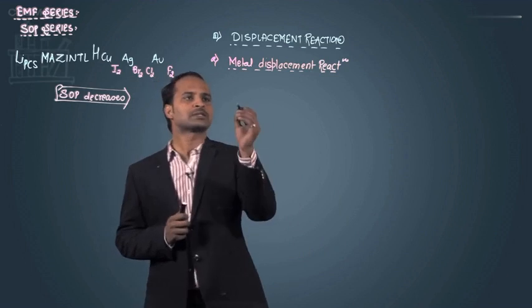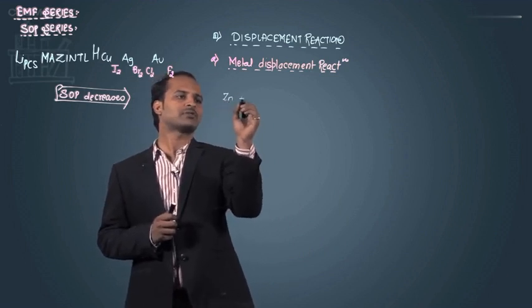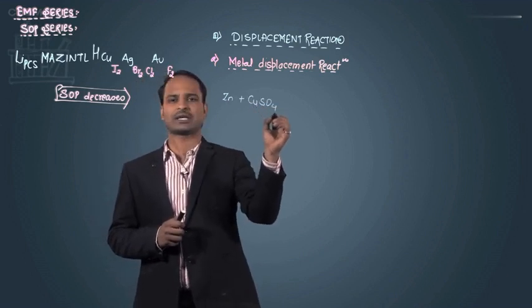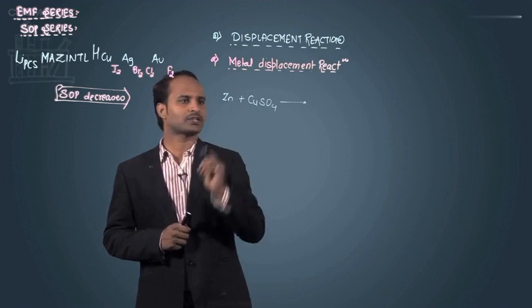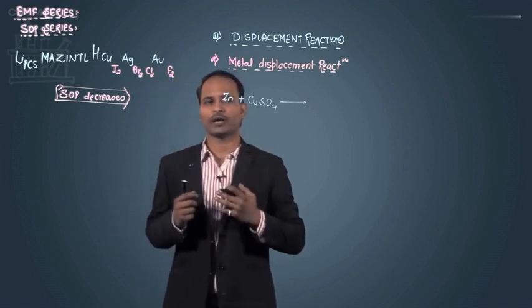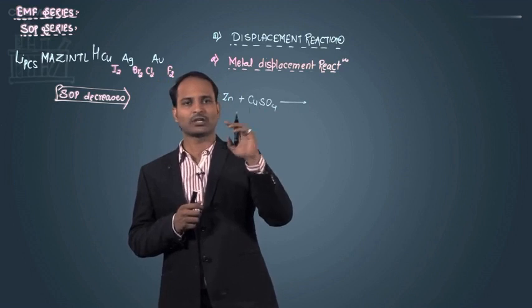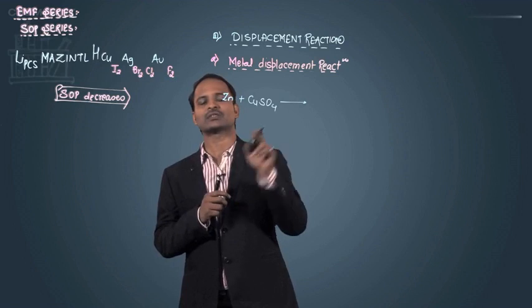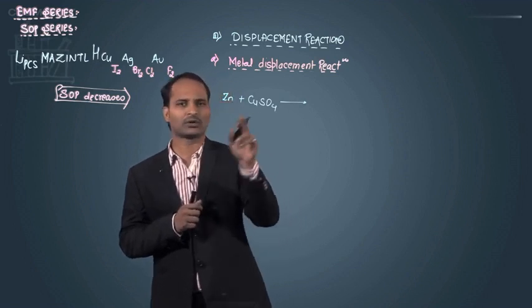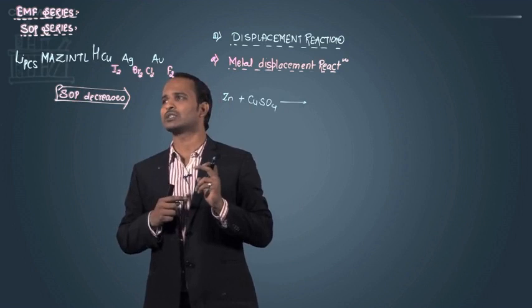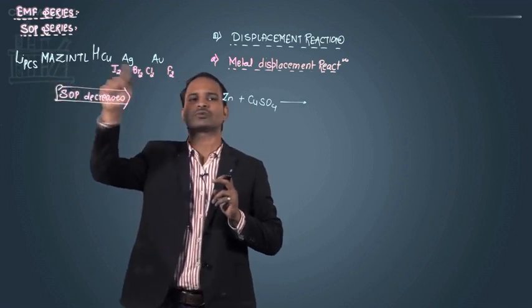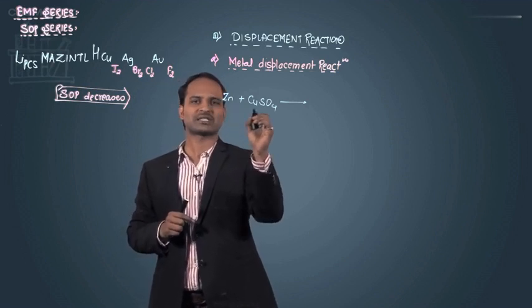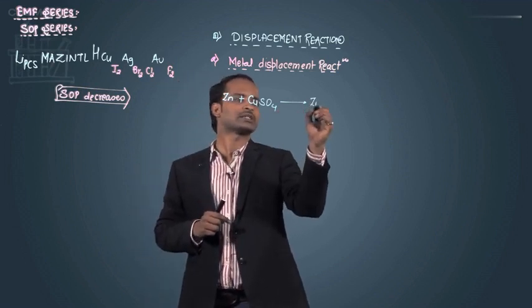For example, suppose I have zinc plus copper sulfate. Now in this reaction, what happens? Here the copper is in an oxidized state. So when the copper sulfate comes into contact with a metal which has a more tendency to oxidize, the copper gets displaced from the salt. Zinc has a more tendency to oxidize because it has a higher SOP value.